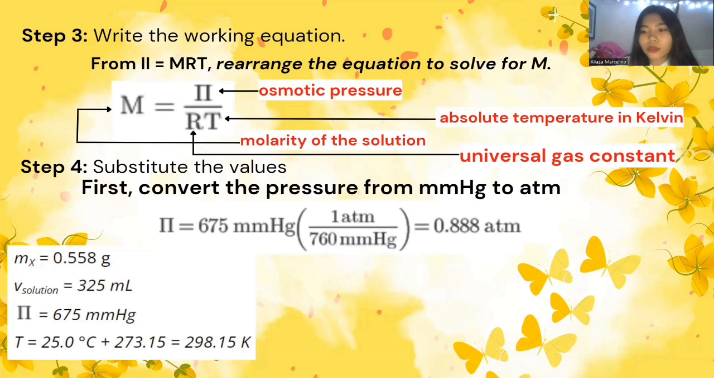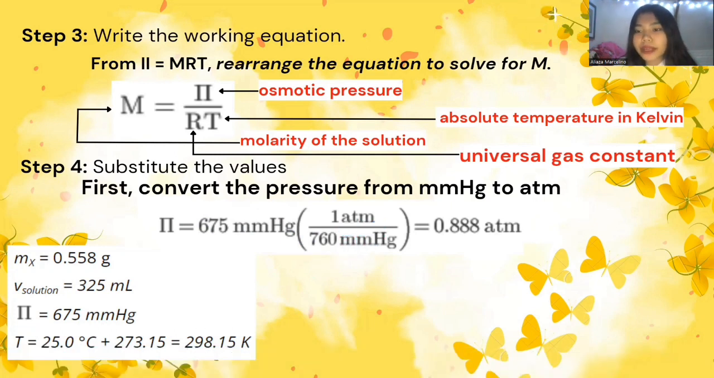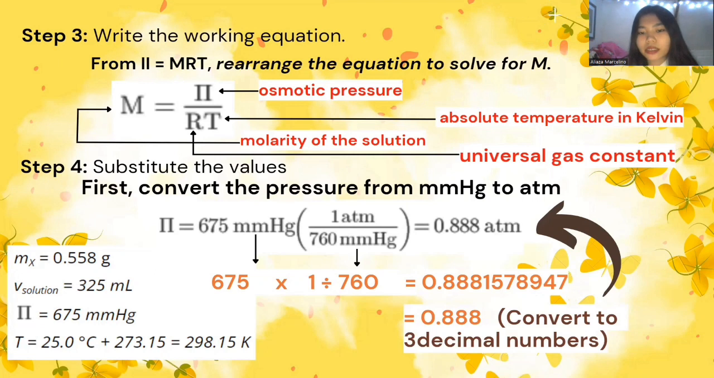And then once nakasulat na ang given number of this, then let's divide 1 by 760. I-compute po natin ito sa ating scientific calculator ng tuloy-tuloy. Huwag pa isa-isa para makuha natin ang ating tamang sagot. Like this. The answer is 0.888 because kinonvert natin ito into 3 decimal numbers. And don't forget to put the unit, which is the atm.